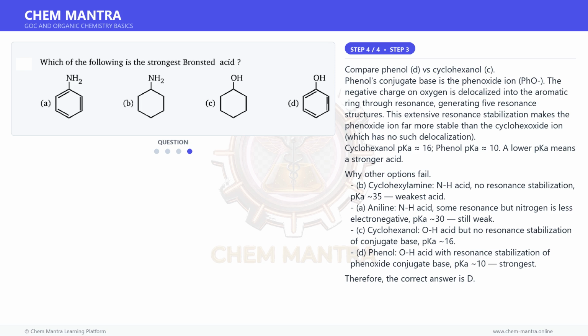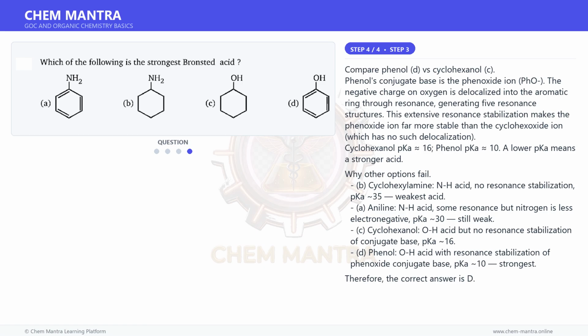Phenol's conjugate base is the phenoxide ion, PhO-. The negative charge on oxygen is delocalized into the aromatic ring through resonance, generating 5 resonance structures. This extensive resonance stabilization makes the phenoxide ion far more stable than the cyclohexoxide ion, which has no such delocalization. Cyclohexanol pKa 16, phenol pKa 10. A lower pKa means a stronger acid.